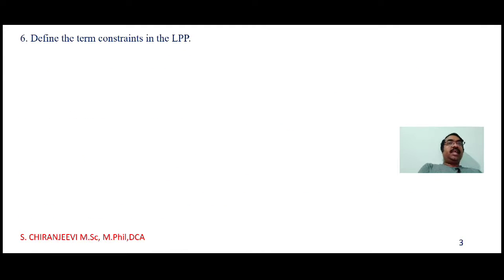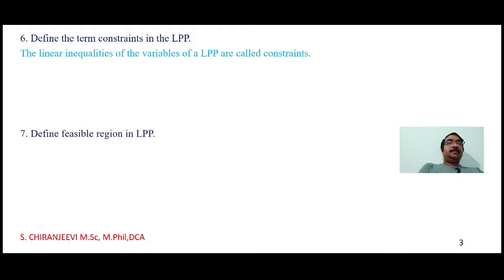Sixth one, define the term constraints in the LPP. The linear inequalities of the variables of an LPP are called constraints. See here, the linear inequalities of the variables of an LPP are called constraints.